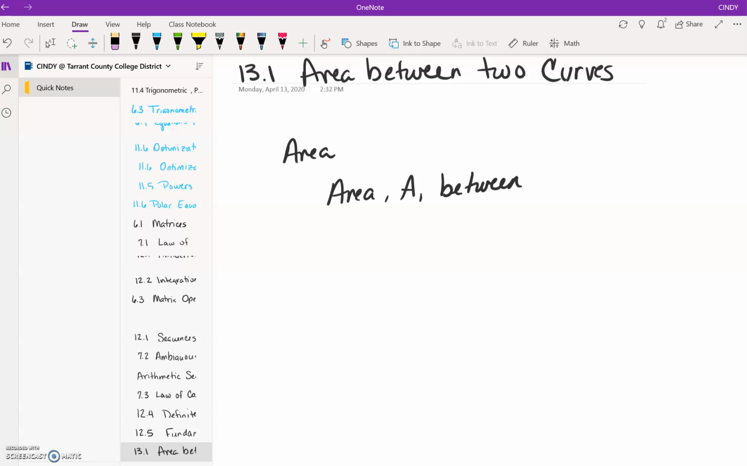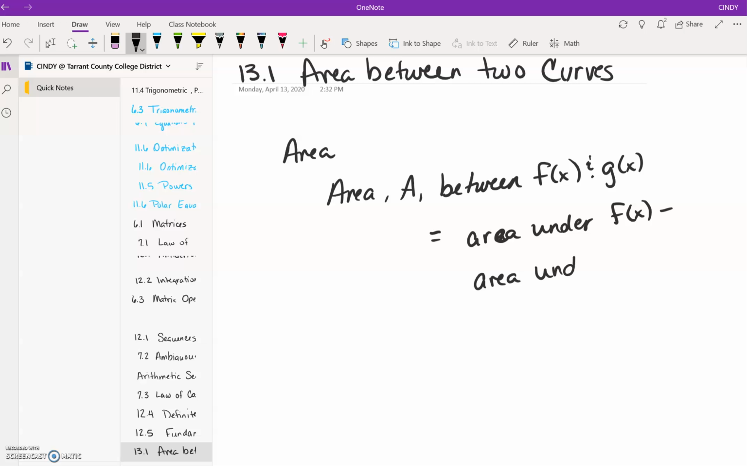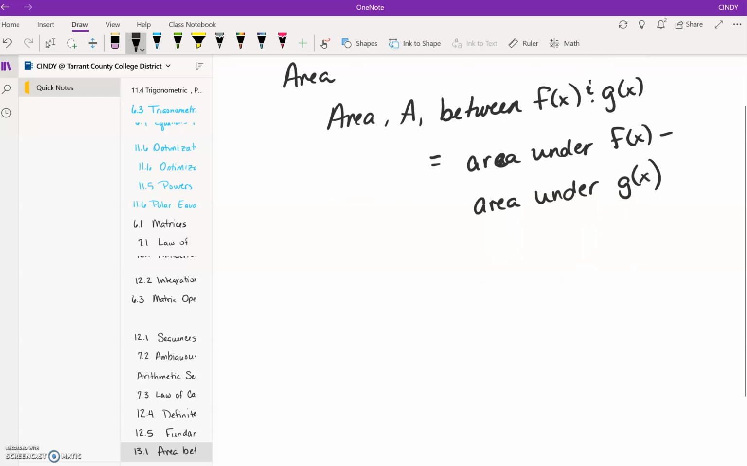Between, now I've got my head on straight, f of x and g of x is the area under f of x minus the area under g of x. It also always needs to be the top function over the bottom function.